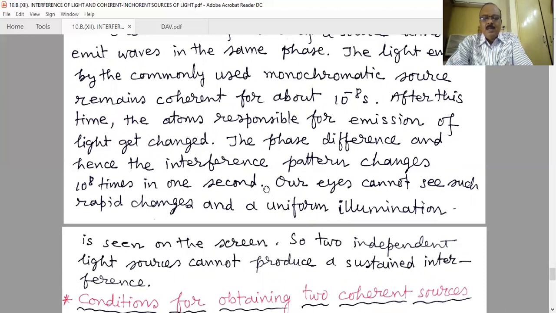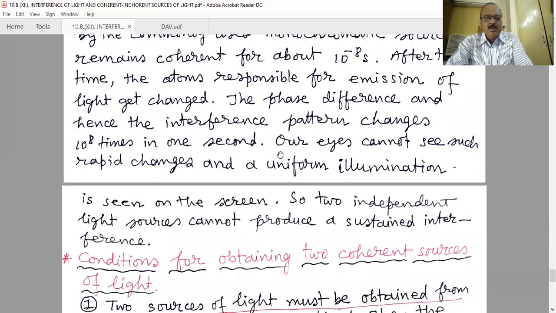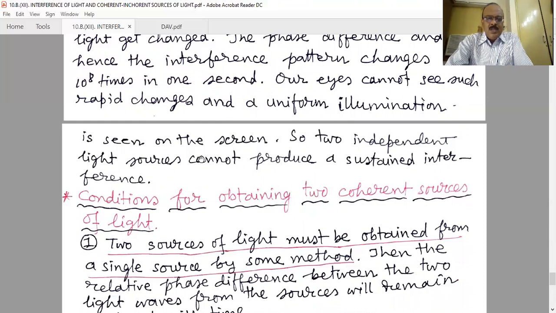That means if light comes from two different atoms, they will be coherent for only 10 to the power 8 times in 1 second. And therefore the interference pattern takes place 10 to the power 8 times per second. Our eye cannot see such rapid changes, and a uniform illumination is seen on the screen. So two independent light sources cannot produce a sustained interference.